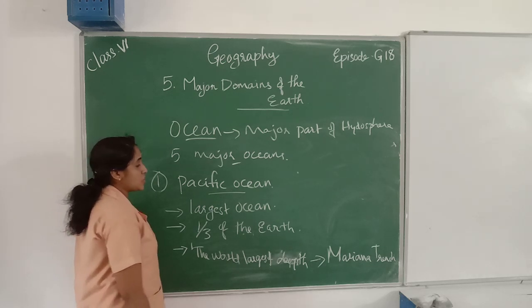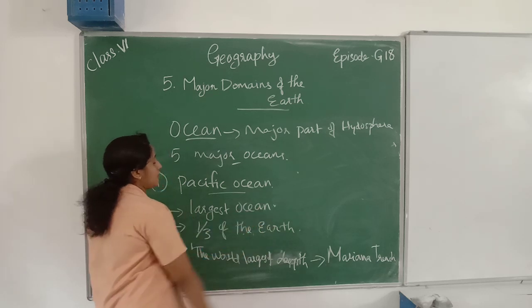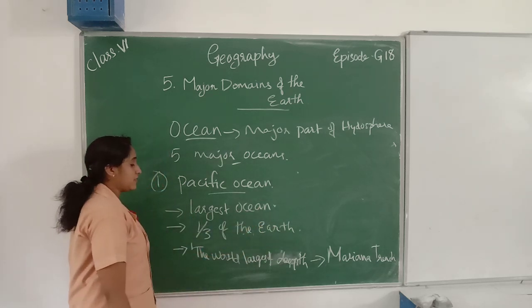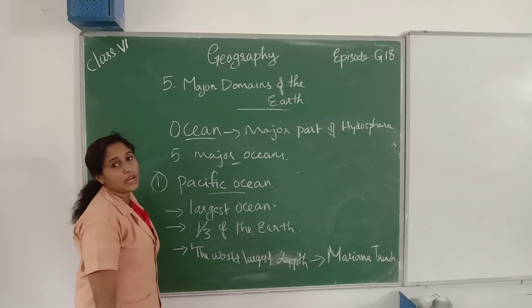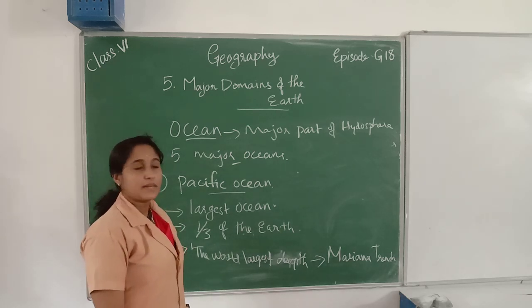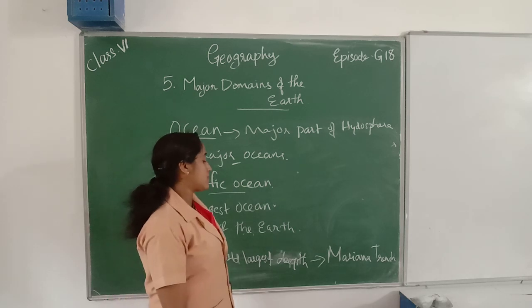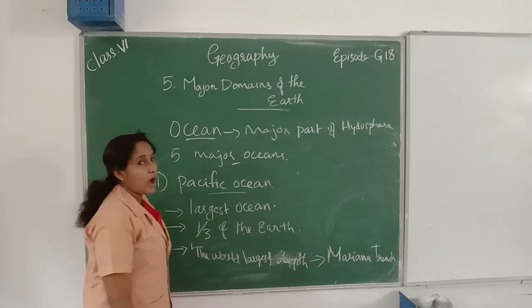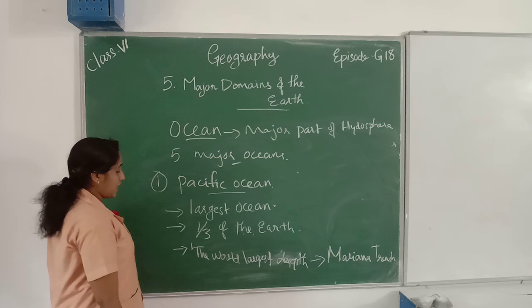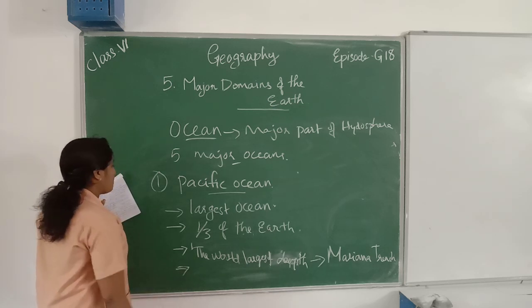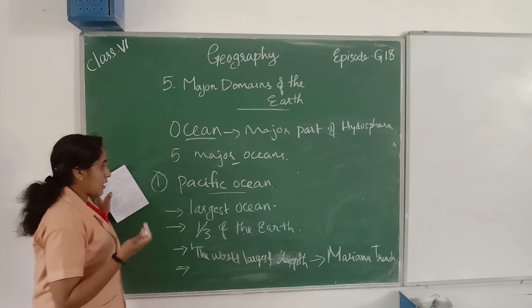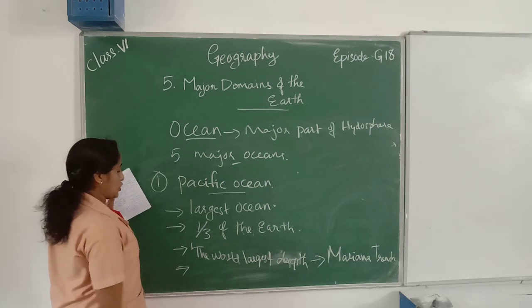The largest ocean is the Pacific Ocean, and the Pacific Ocean covers one third of the Earth. Because of that, we call the Pacific Ocean the largest ocean. And the world's largest depth, the Marianas Trench, is found in the Pacific Ocean. And also, which are the areas found at the Pacific Ocean?